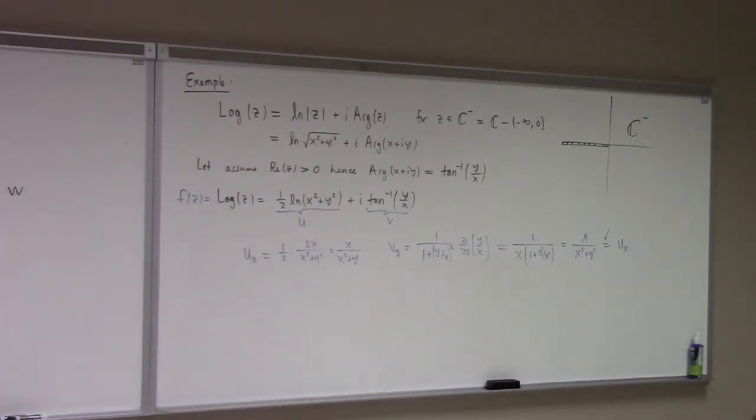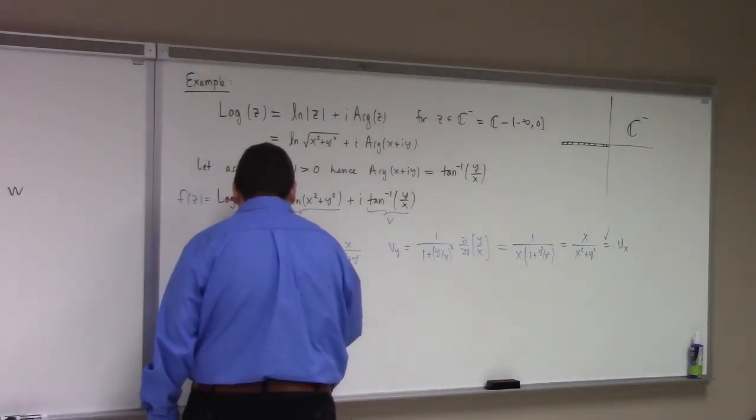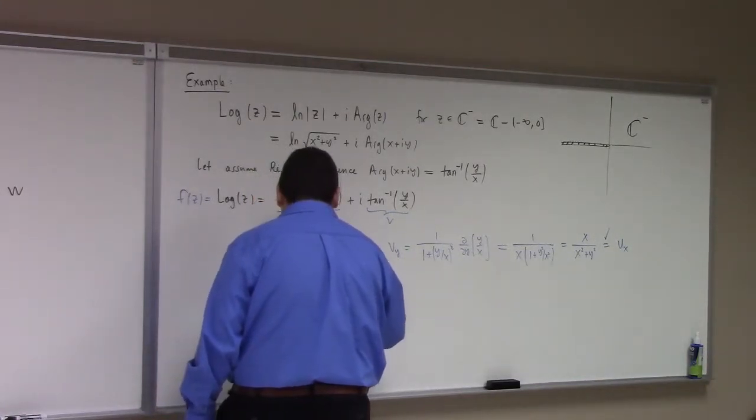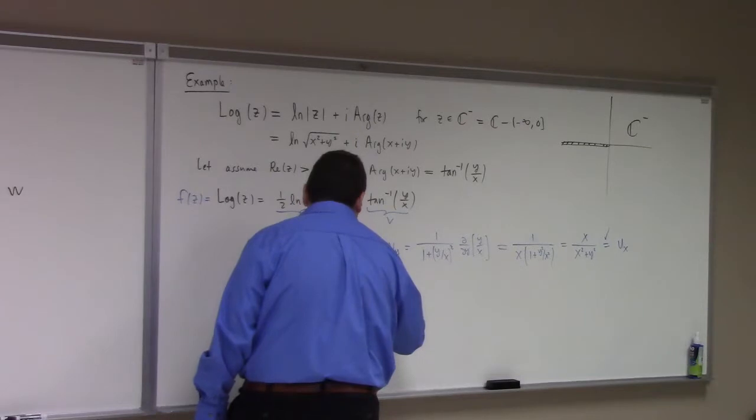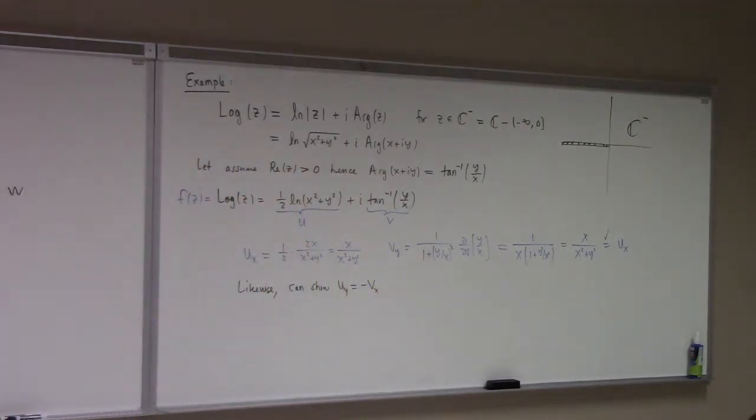Similar calculations show, by straightforward partial differentiation, that uy is equal to minus vx. And that's true provided that the denominator there is non-zero, which it is if we're away from the origin. So certainly the Cauchy-Riemann equations hold for the principal logarithm where the real part is positive.